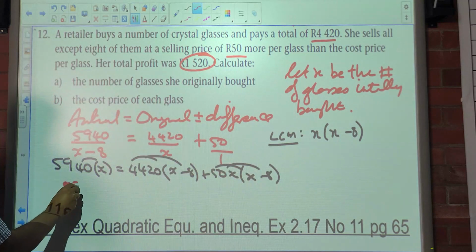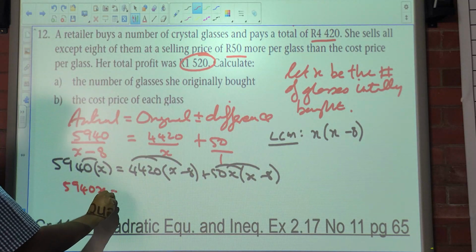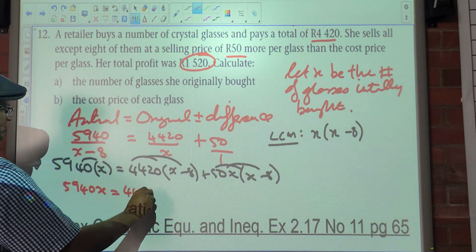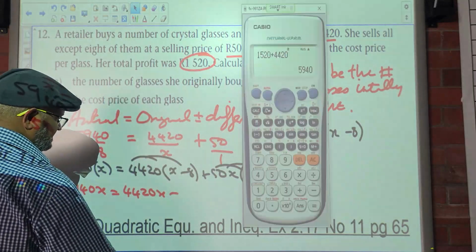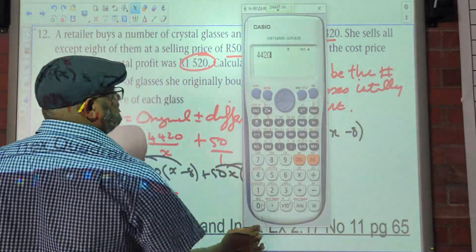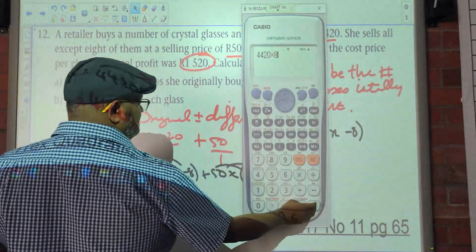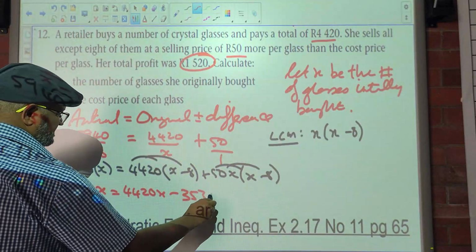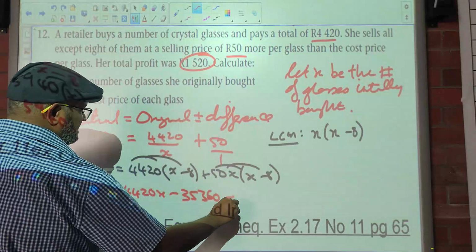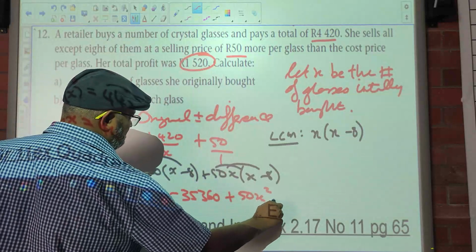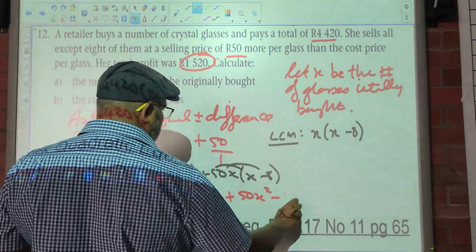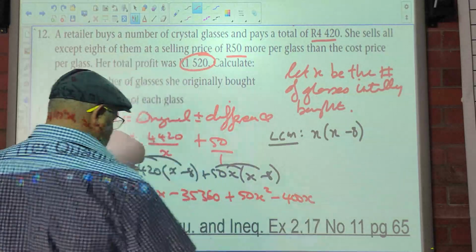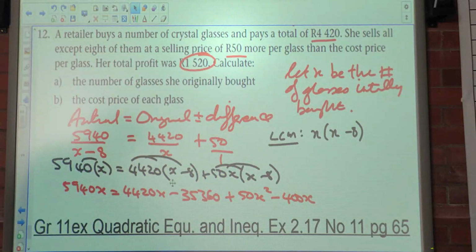So I get 5,940x equals 4,420x minus 4,420 multiplied by 8. That gives you 35,360, plus 50x squared minus 400x. Is that correct? So from here it's just a matter of, this is number 12.